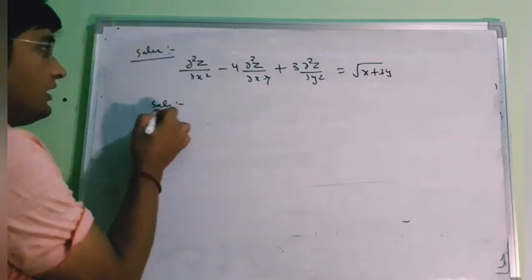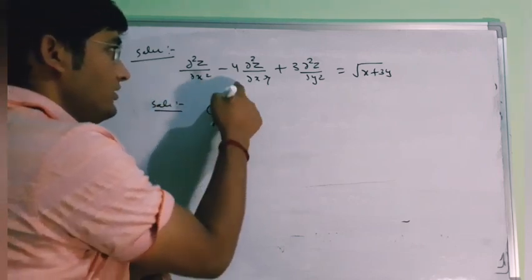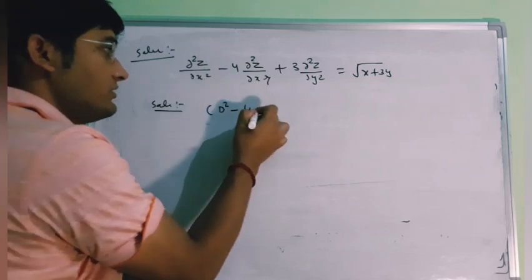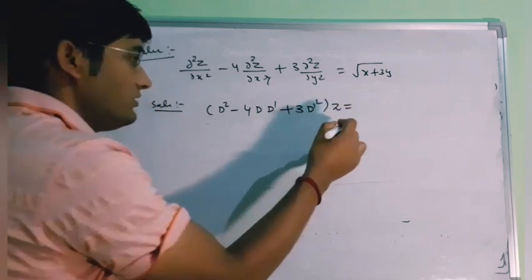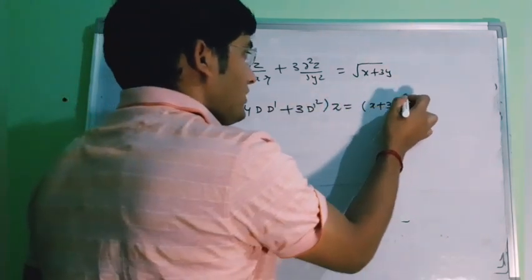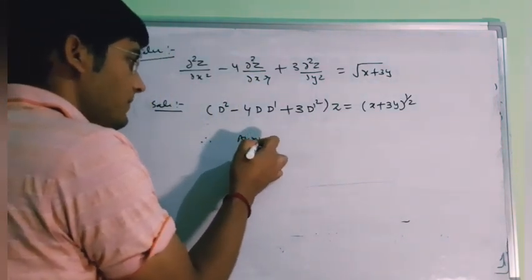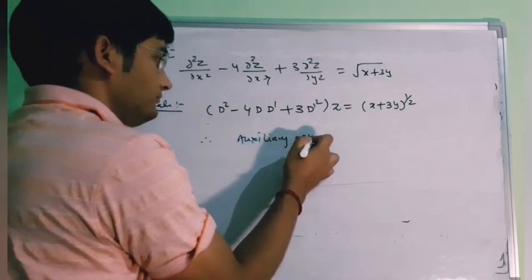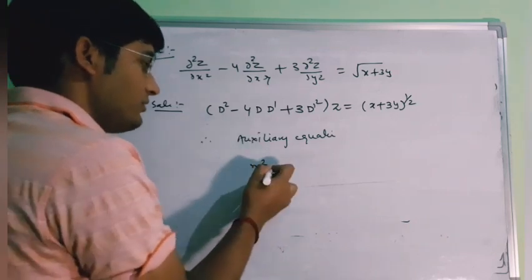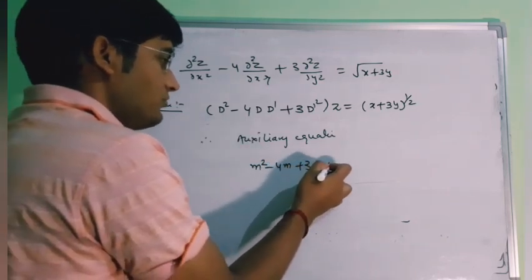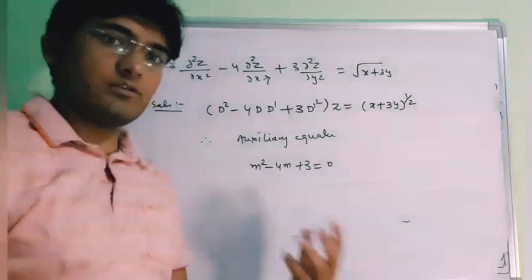Solution. As we know that ∂²/∂x² is D², we can write it as D². Here ∂²/∂x∂y is D into D', and this one is D'², and z is outside, and this term can be written as (x+3y)^(1/2). So therefore our auxiliary equation will be: for the auxiliary equation we replace D by m and D' by 1. Now as we are computing the complementary function, our right hand side will be 0.